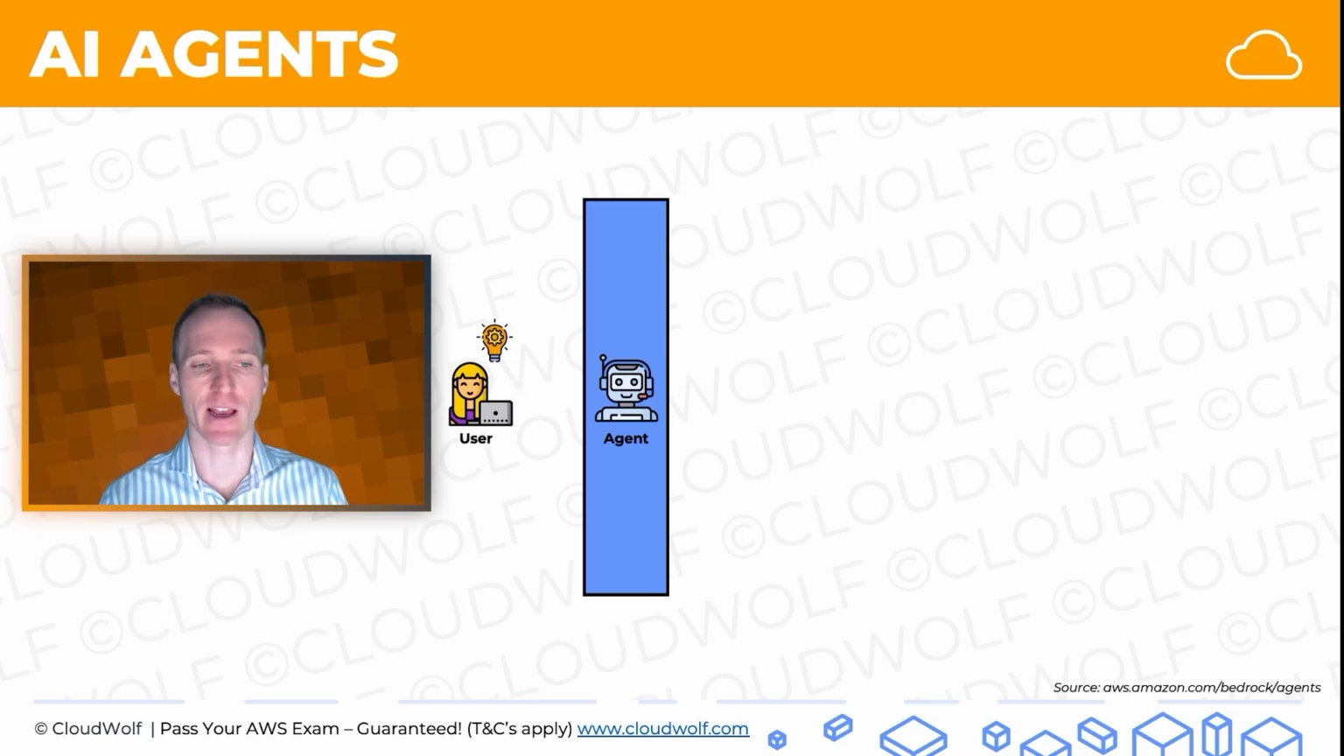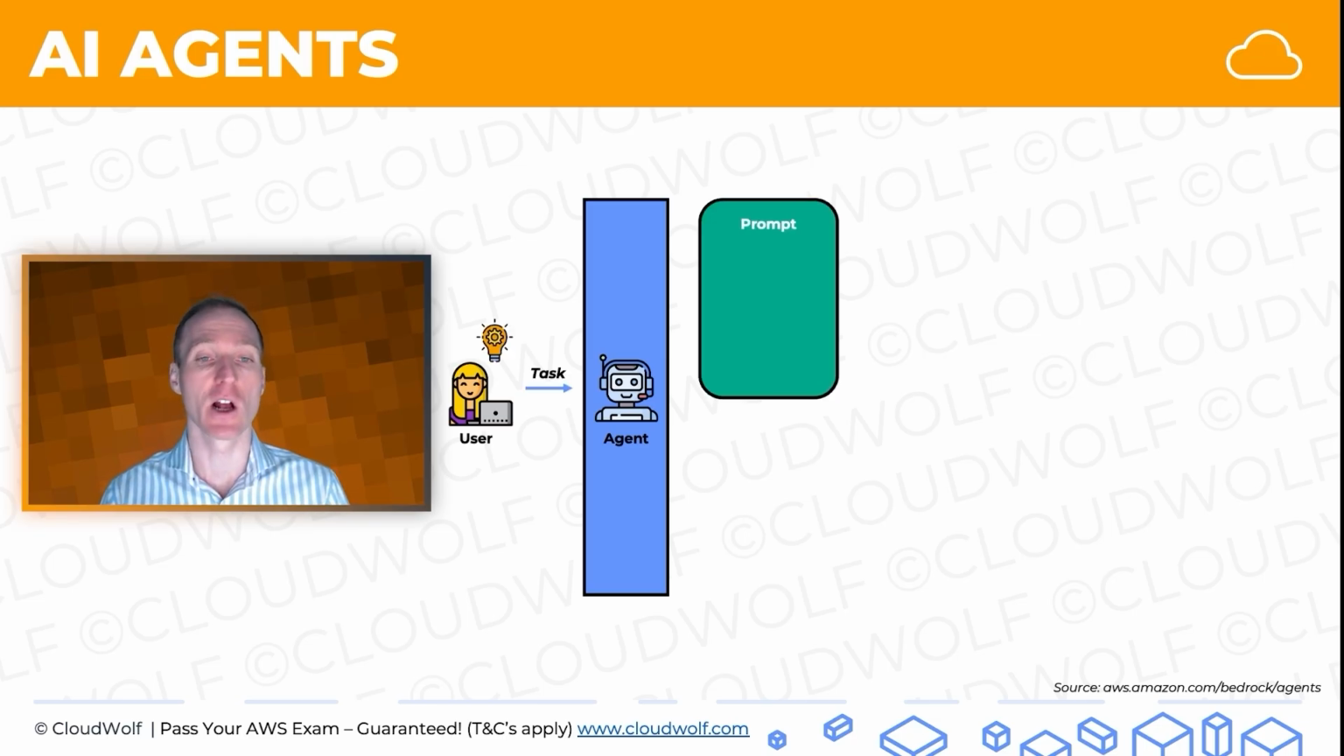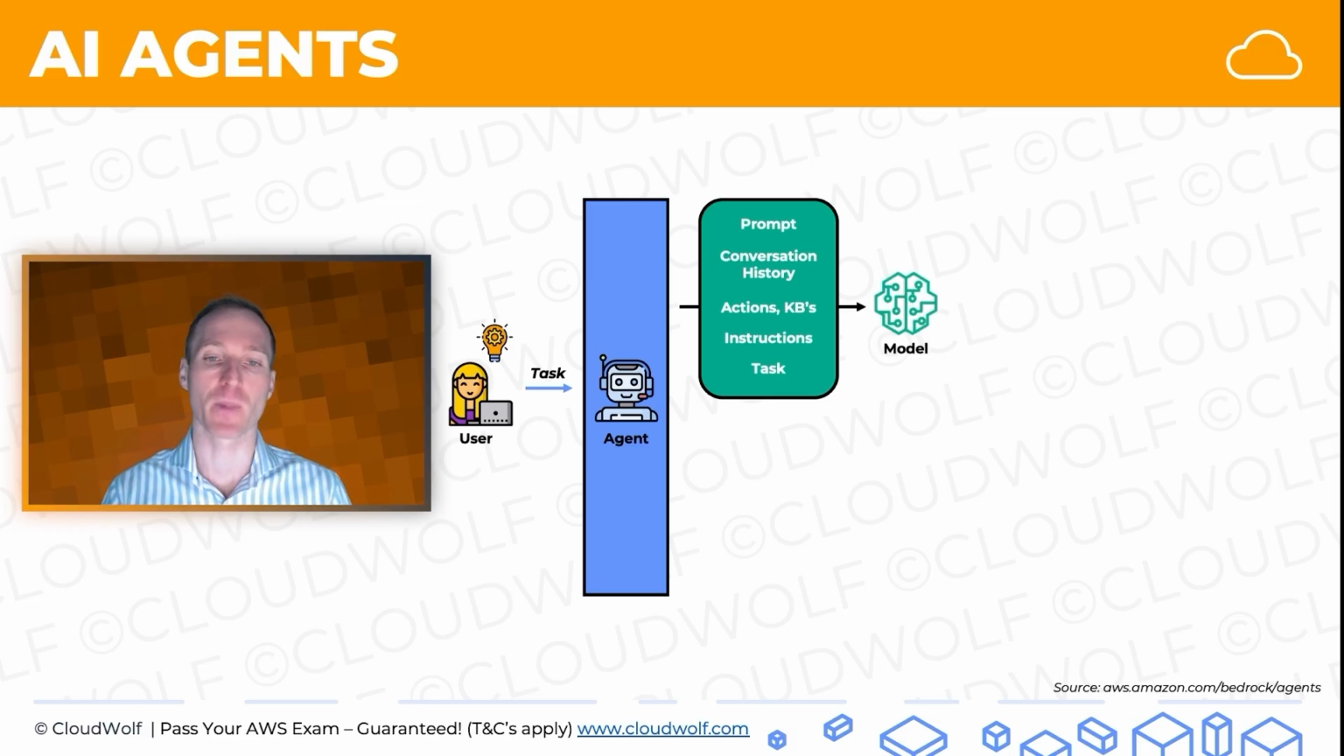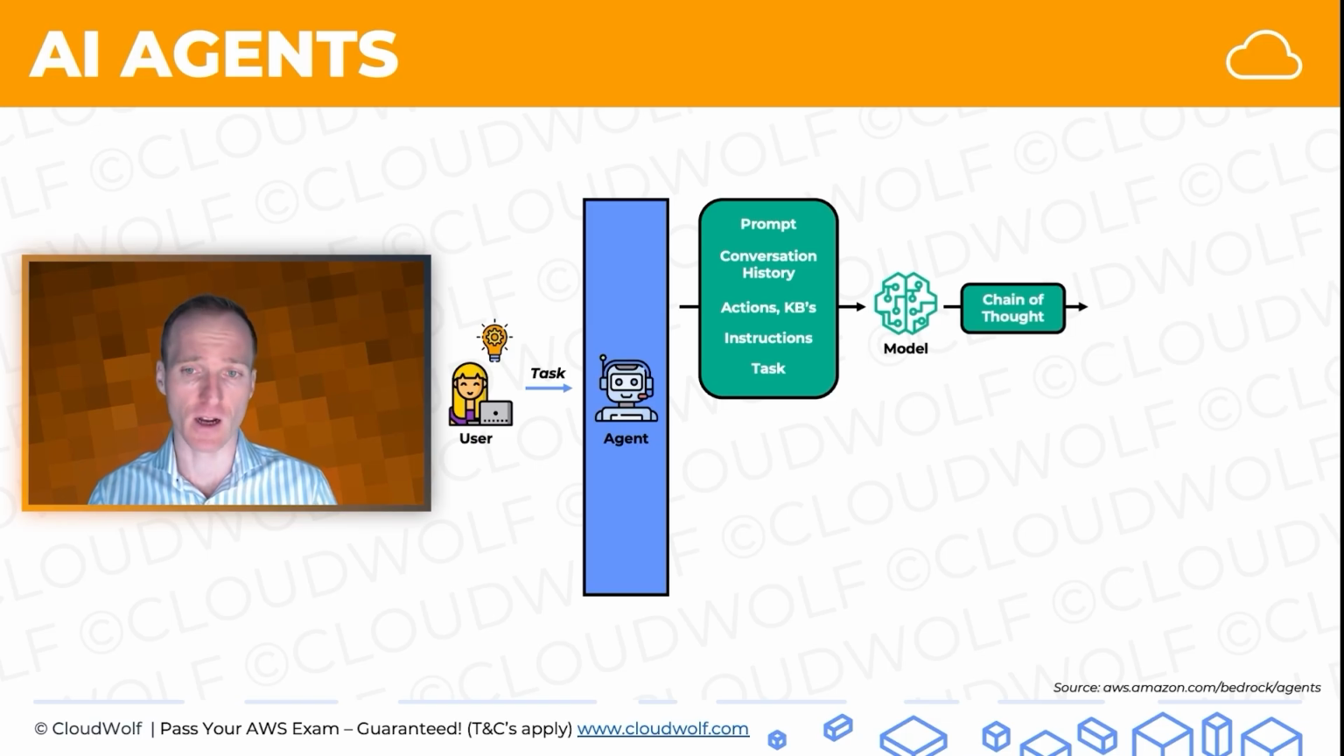So let's say there's a user, they have a multi-step task in mind. They can give that to the agent, and the agent will then look at the prompt, look at the conversation history of the user, look at the actions available to it, which are set up in the settings of the agent, look at the knowledge bases available to it, understand what the instructions are, identify exactly what the task is, and then supply that to a foundation model. Now, it will ask the foundation model to use chain of thought to break this task into steps.